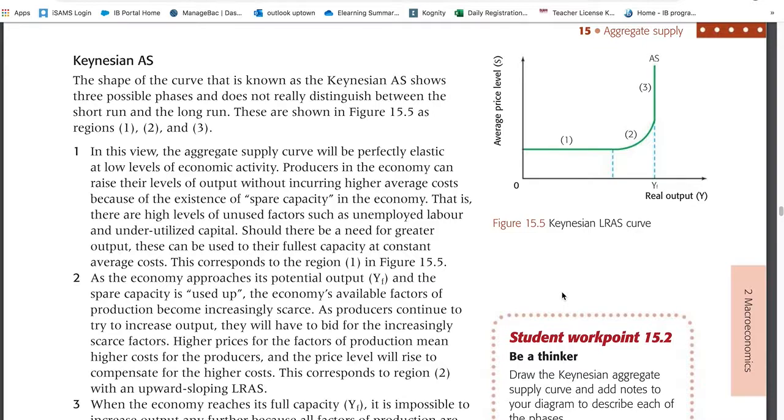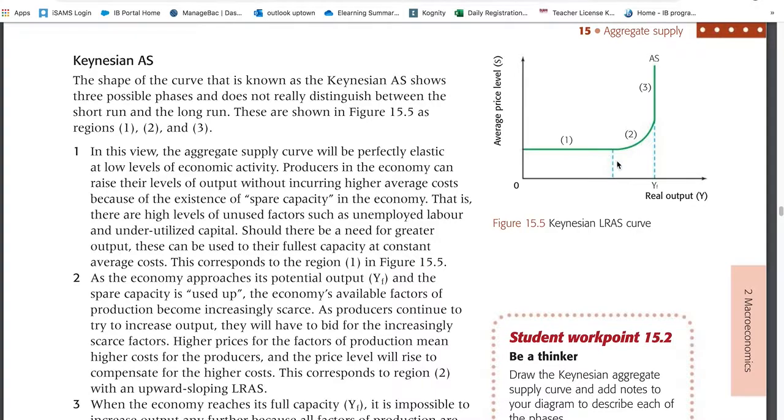The reason why costs don't really go up is that there's something called spare capacity. So there might be unemployed laborers that they can pick up. There might be extra resources lying around that they can use. So they've already incurred the cost of that. So to employ those won't raise your costs because it's spare resource. So this is region one here, and that's a result of having spare capacity. So despite an increase in output, there's no increase in the average price level.